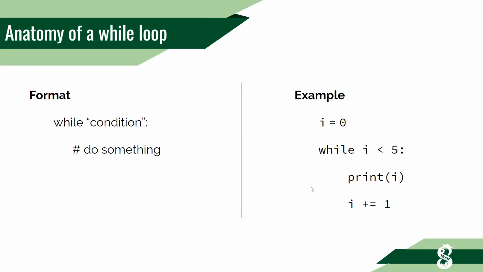So then you have your anatomy. You have your while, then your condition, then you have to remember the colon, tab in, indent, and then you have your expression. And then if you want to write more code, you tab out of the while loop, and then you write. So here you would define your variable. You have your while keyword, your condition, your colon, then you print a variable, then it's printing that i, and then adding to it. Then you can tab out and add more code.